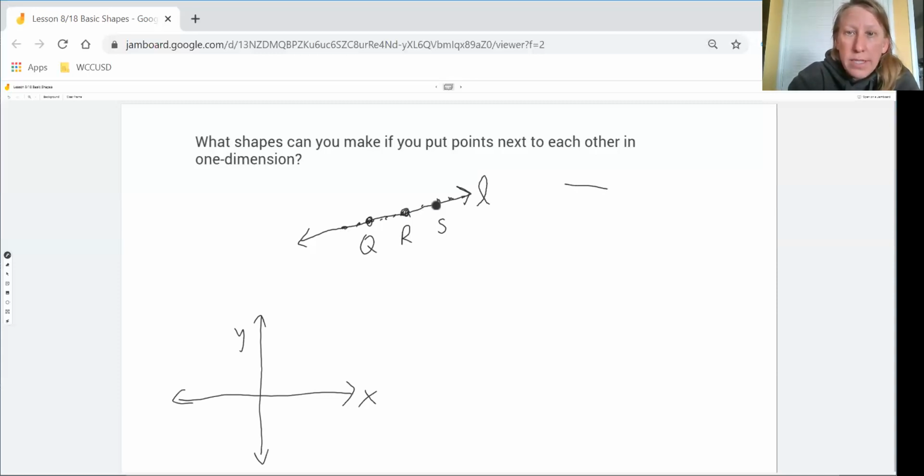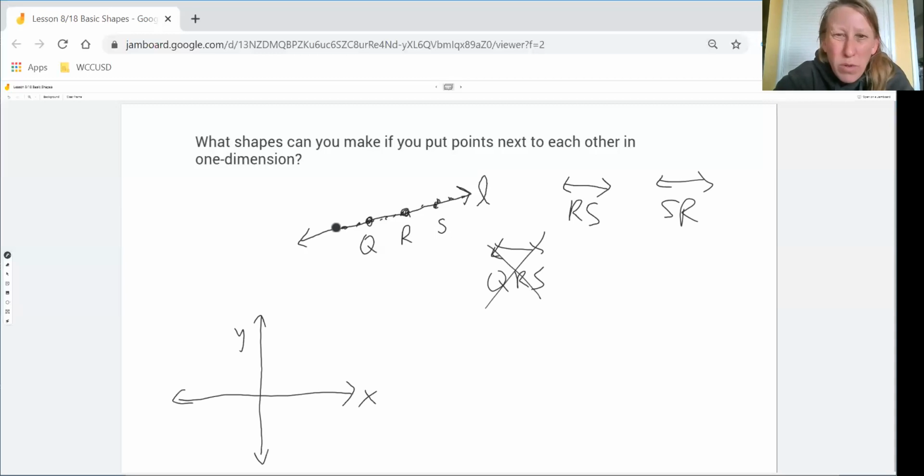So we would call this line RS. Line RS. We could also call it line SR, because if I start at S and go to R and then continue infinitely in both directions, I still get the same set of points. It would be overkill to do line QRS. In math, we like to be efficient and we do not need 3 points. We only need 2 to define that shape.